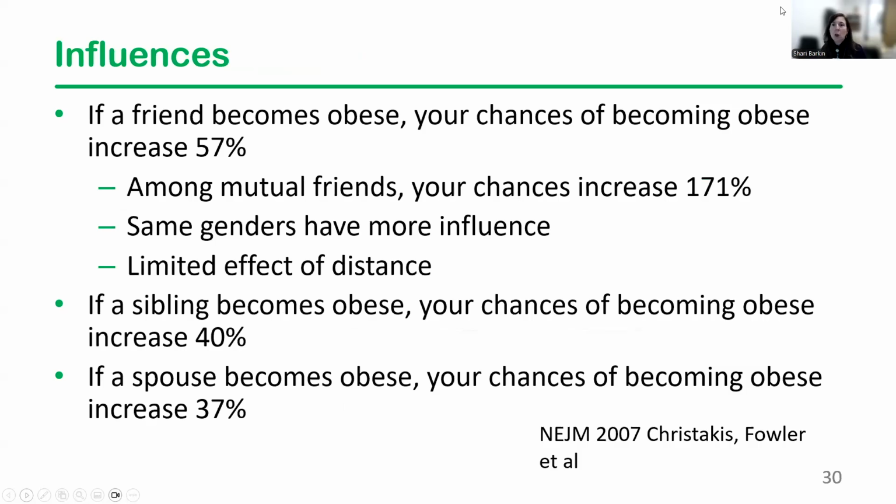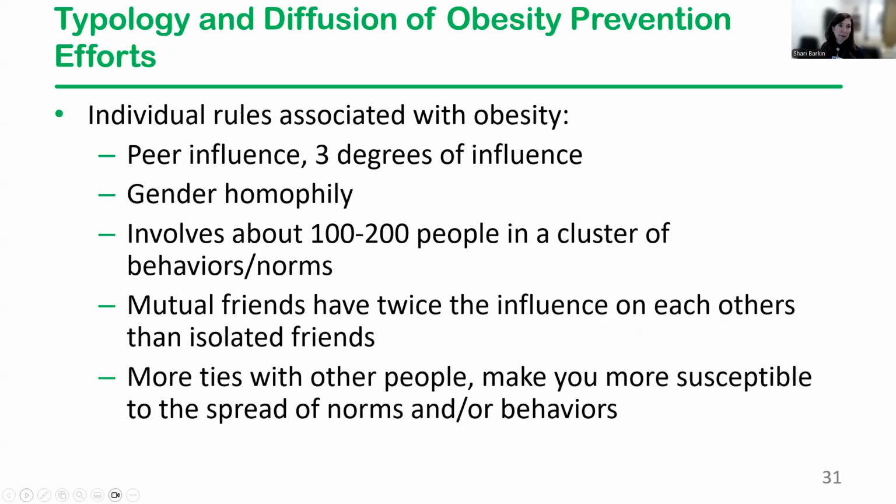If a friend becomes obese, your chances of becoming obese increases 57%. So among mutual friends, your chances are much higher. Same genders have more influence, and there's a limited effective distance. Whereas if a sibling becomes obese, your chances of becoming obese increase 40%. And then if a spouse becomes obese, it's 37%. So you can see that your friends really make a difference.